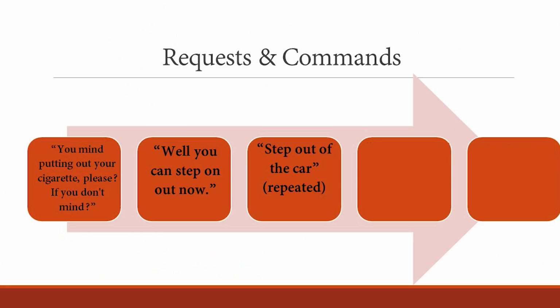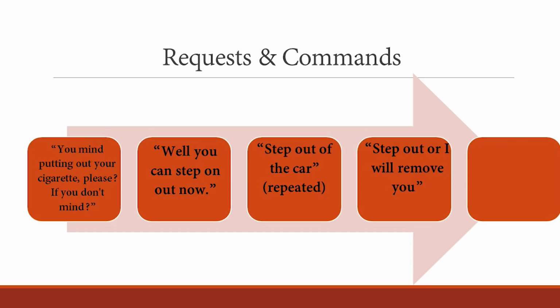"Step on out" is more informal than what comes next, which is "step out of the car." So he loses those informal features of his language, the "well" and the "step on out." And again, he's changing, so no longer are we in this question construction, this questioning way of asking her to do something. Now we're in this very direct, imperative statement. When she still refuses to exit the vehicle, he moves on and he changes his request. He says, "Step out or I will remove you." So again, we're in this statement, but it is with what we would call a coercive element. It's with this extra added, here's what I'm going to do if you don't comply with my orders. And then finally, we have, "I'm gonna yank you out of here."